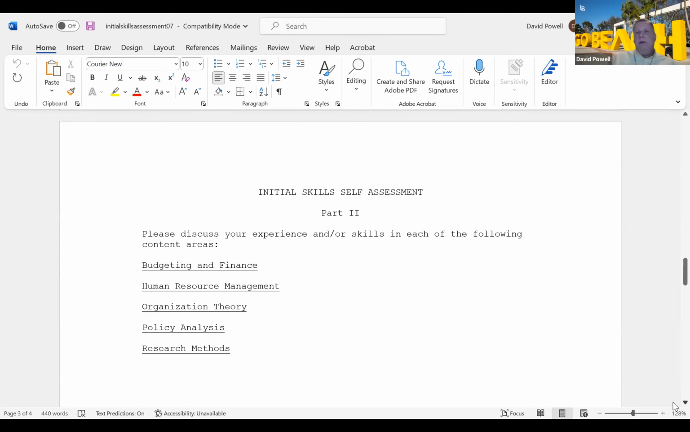Now, we know people come into the program with a different set of experiences and different skill sets. I always tell the students, several years ago, I had someone who was a capital projects manager at Metro, and he managed a $500 million capital project budget. Well, managing a $500 million budget, he had a great deal of experience in budgeting and finance.